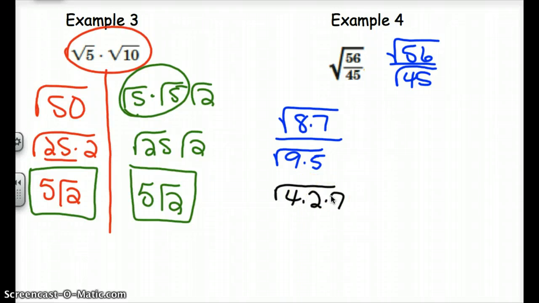Now, some people might be saying, Mrs. Hefty, could I have not done this step and gone right here? Yeah, sure, that's fine. I'm just writing all the detail down here because somebody might be saying, where did you get 4 times 2 times 7? And then I've got 9 times 5.